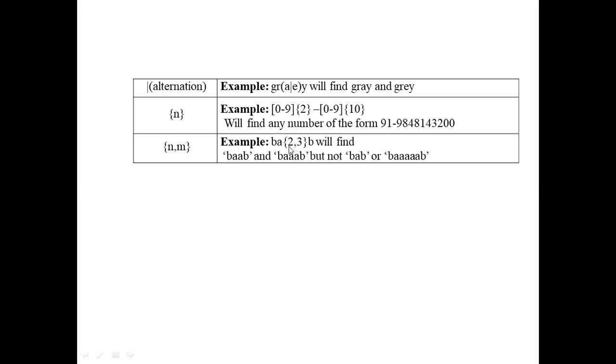Here, at least 2 but not more than 3 means BAB is not matched, because A is only one time, but we need at least 2 A's. And it does not match 5 A's or 4 A's: B 5 A's B, B 4 A's B, B 6 A's B. Okay, so these are the meta characters.